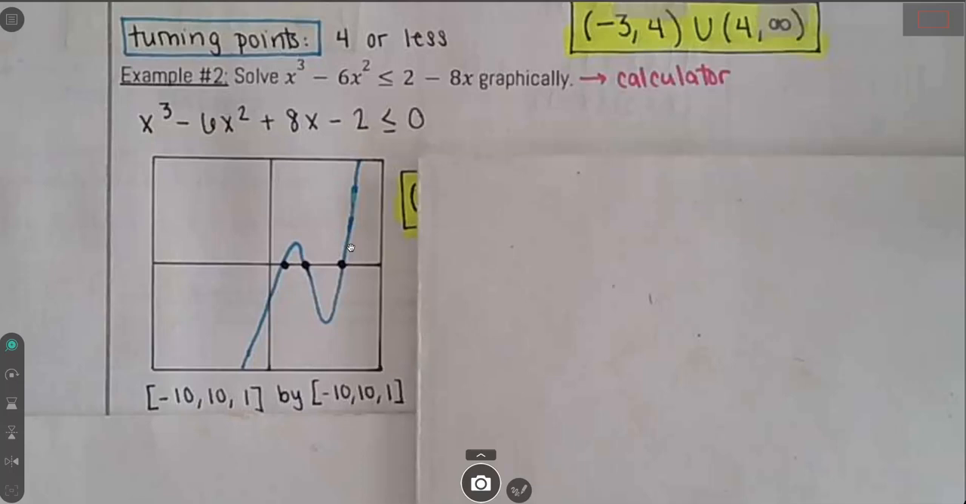So those are the zeros, but I'm looking for where the polynomial is less than or equal to 0. Yes. Good job.